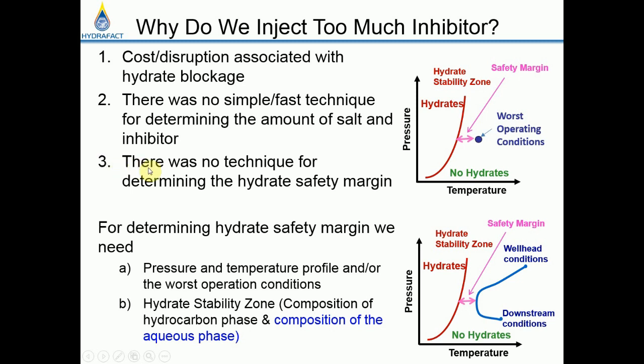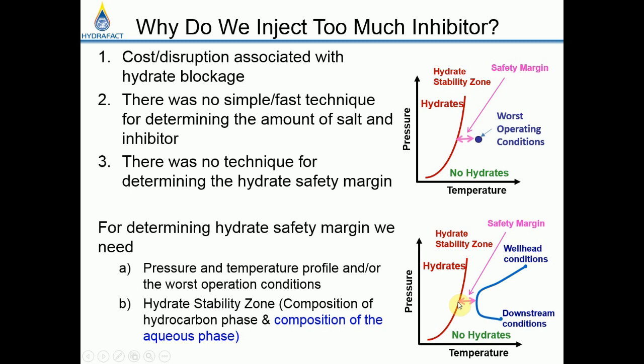Now, ideally, we want to be outside the hydrate stability zone, but there was no practical technique for determining the hydrate safety margin. Now, what is the hydrate safety margin? Hydrate safety margin is in fact the operating temperature, or the worst operating temperature or pipeline condition, compared to the hydrate phase boundary.